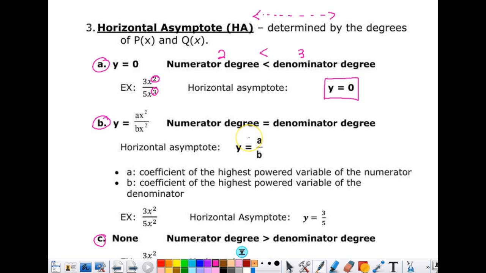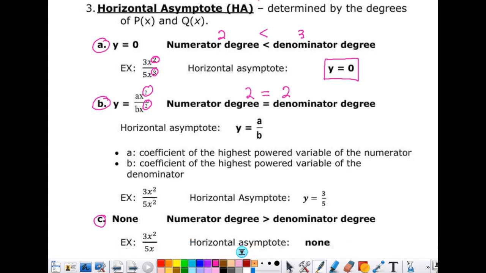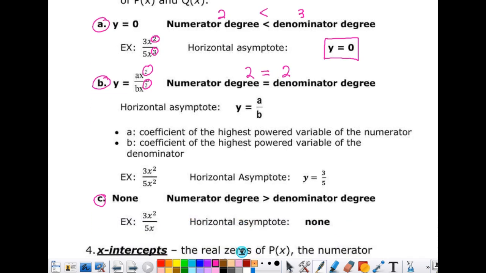If the numerator degree equals the denominator degree, see here, 2 equals 2, right? Well, then we need a tiebreaker. So to break our tie, we back up and look at the numbers in the front. So here's an example. 2 equals 2, so we back up and look at the numbers in the front, the coefficients. And so that would mean your horizontal asymptote is 3/5. So that's easy. If it's a tiebreaker, you go look in the front. And that's your horizontal asymptote.